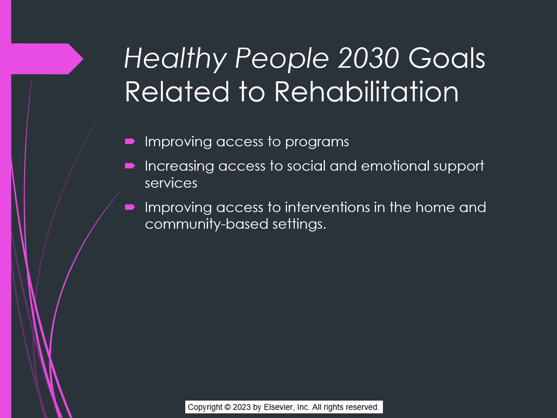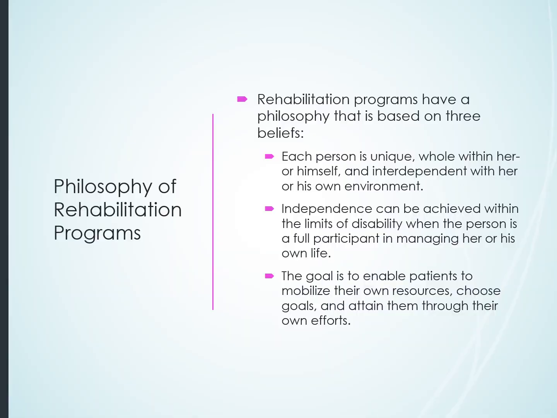Several of the objectives for Healthy People 2030 are rehabilitation oriented. These would include objectives directed towards improving access to programs, increasing access to social and emotional support services, and improving access to interventions in the home and community-based settings. Rehabilitation services are offered in freestanding rehab hospitals, in general hospitals, and in skilled nursing homes, where the patients will stay for a few weeks.